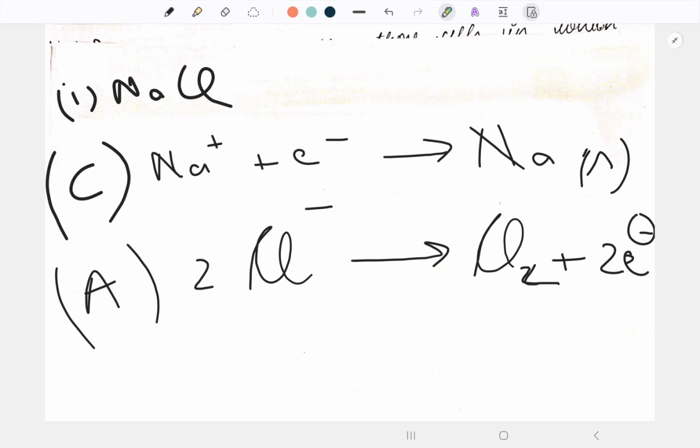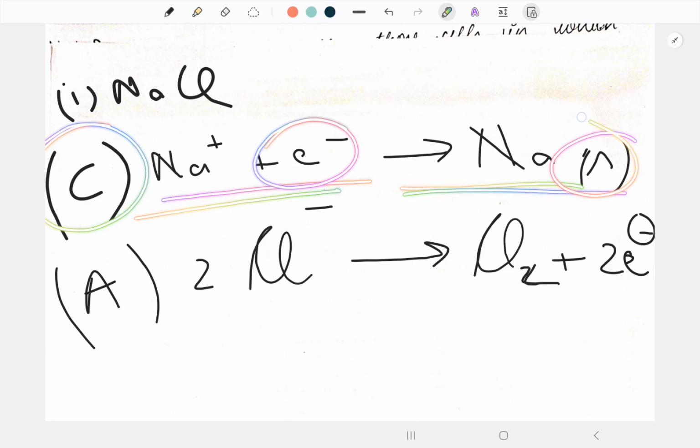The first example is the electrolysis of molten sodium chloride. It produces sodium metal at the cathode and chlorine gas at the anode. At the cathode we have the reaction Na+ plus 1 electron gives rise to Na, which is solid. At the anode, 2Cl- gives rise to Cl2 plus 2 electrons.